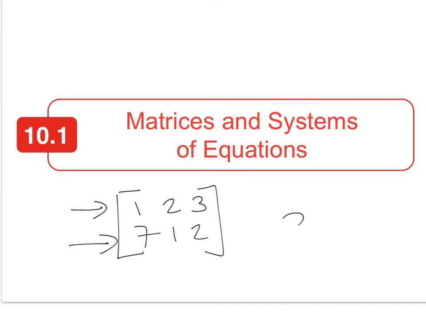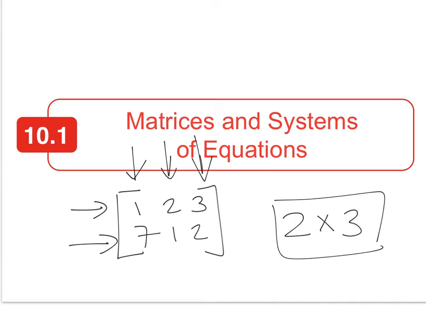Specifically, we write the dimensions of the matrix depending on how many rows we have. So here I have 2 rows, and how many columns we have. So I have 3 columns. So this is a 2 by 3 matrix. So the order or the dimension of the matrix is a 2 by 3. So one more time, it's rows times the columns.